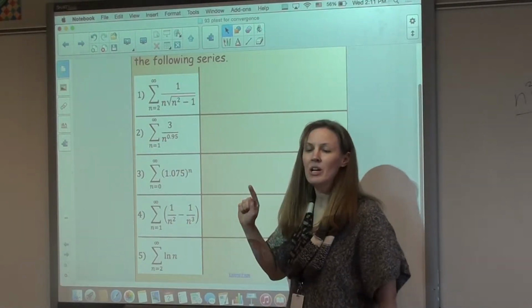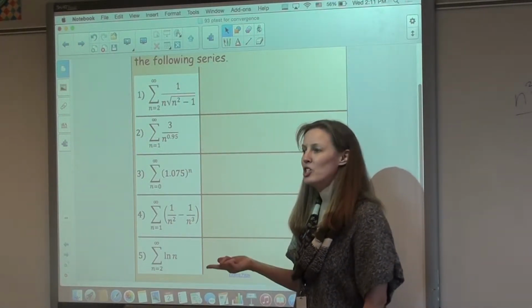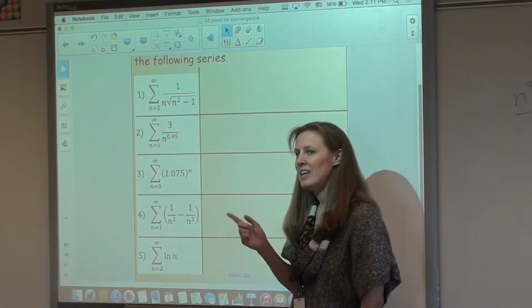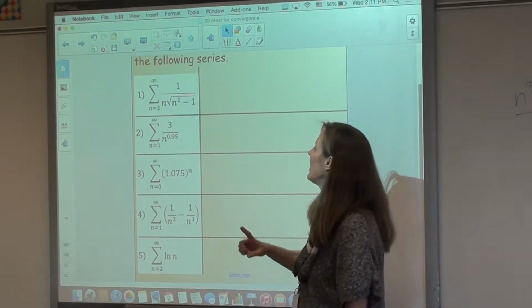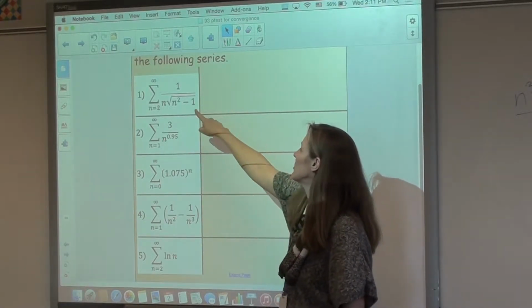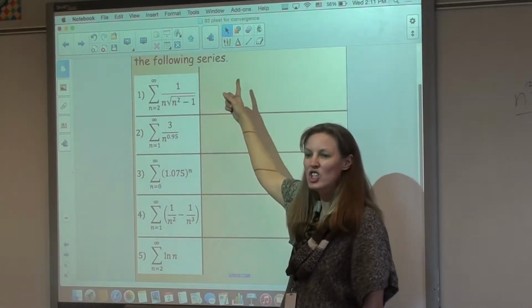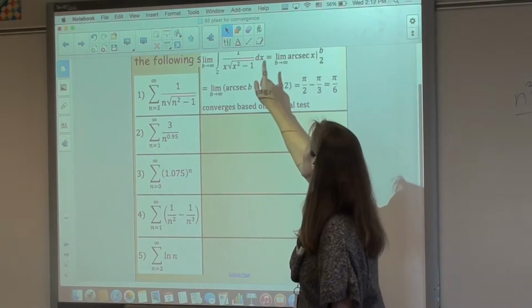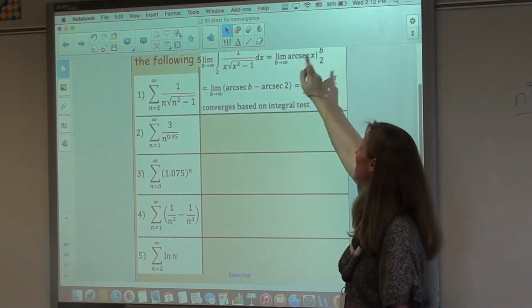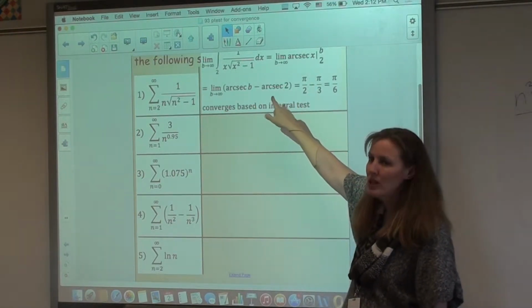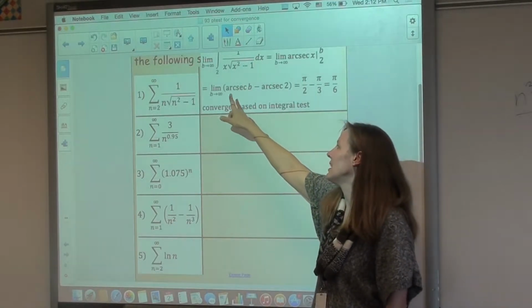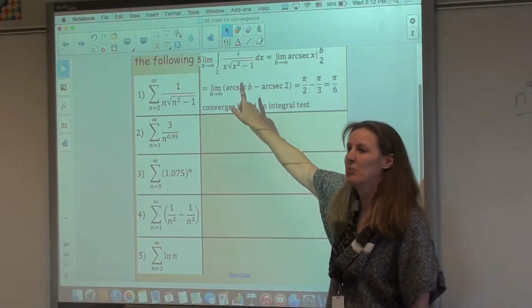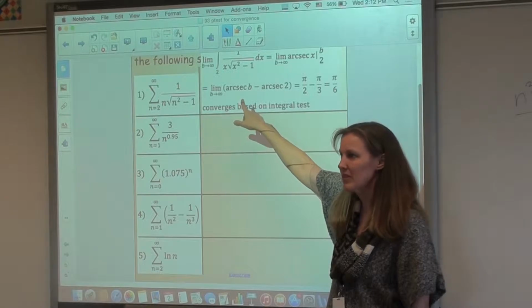The hardest one was number 1, which required which test? Integral test, right? And as Shreyas pointed out, the antiderivative of this function is arcsecant, right? So you end up with the arcsecant of infinity minus the arcsecant of 2. The arcsecant of infinity is the angle where the secant approaches infinity.